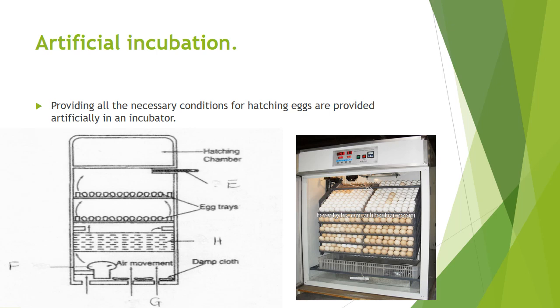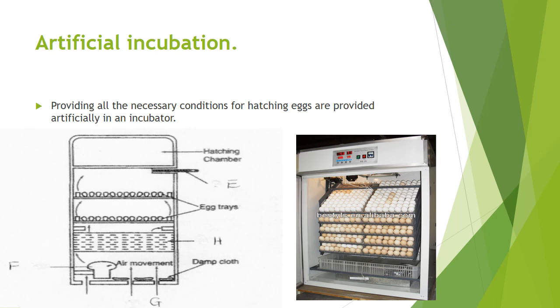And in page 7, you can see an incubator. An incubator, it has some chambers. It has the first top chamber known as the hatching chamber. Then after the hatching chamber, we have the egg trays. In the egg trays, we have a thermometer. In my diagram, you can see the structure labeled E, which is the thermometer.